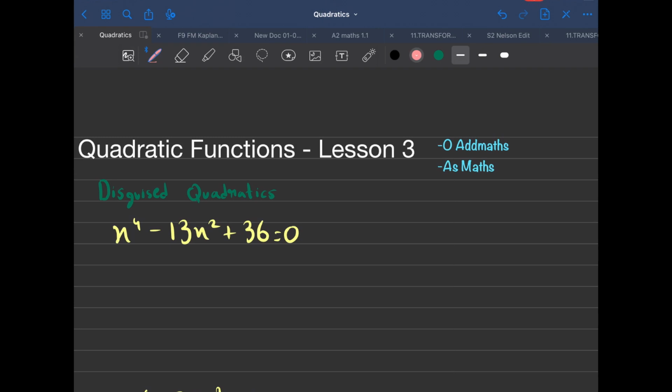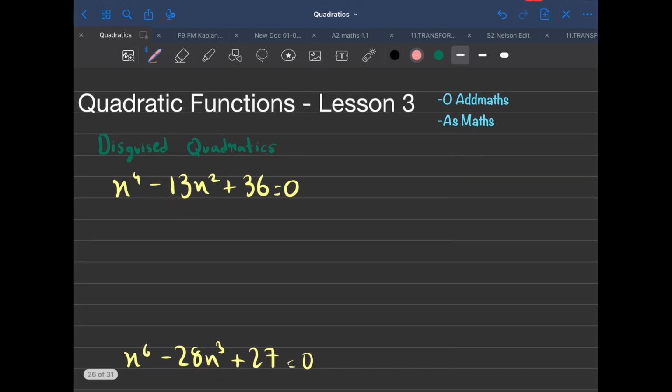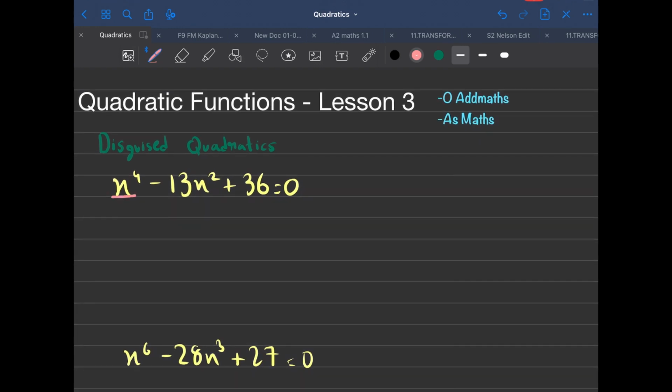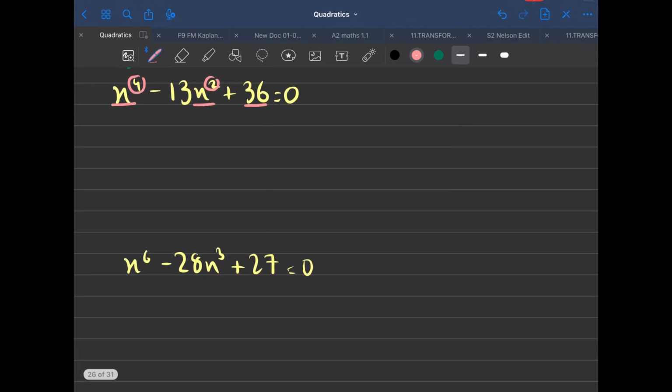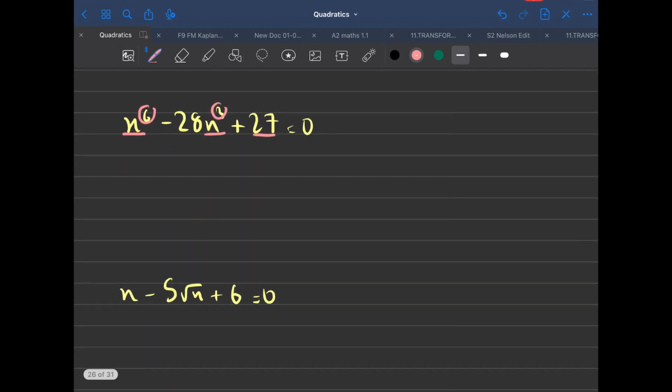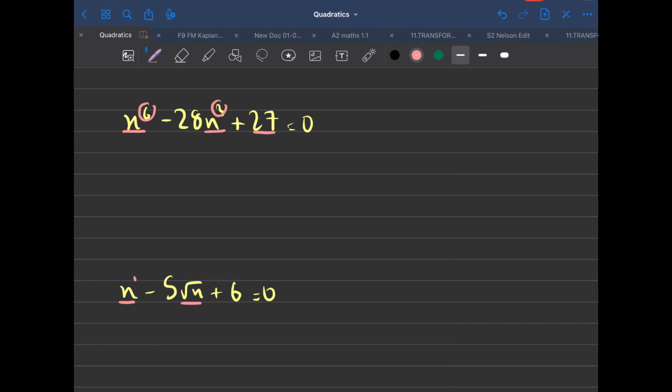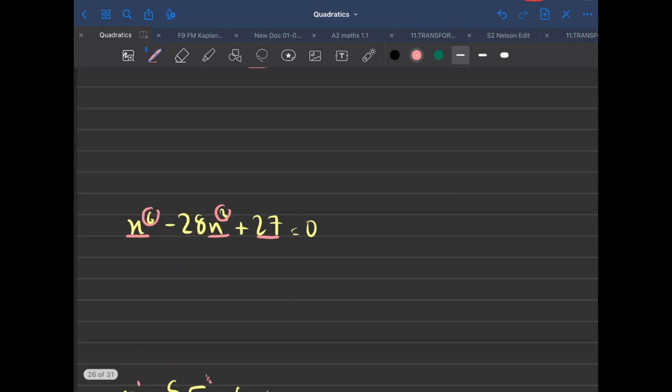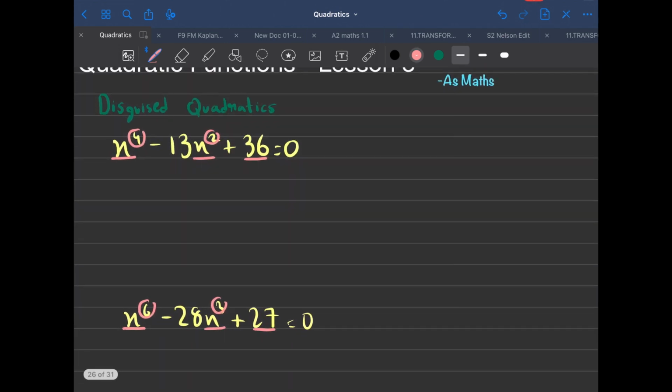For example, the question is given to me this. First you should be able to identify which question is a disguised quadratic. So see, what's the power here? x power 4, x squared is half the power, and then a constant. That means it's a question of disguised quadratic. Here, it's x power 6, x power 3, power is half and then a constant. Here, it's x power 1, x power half. That means the power is half and then it's a constant. That means it's a question of disguised quadratic.